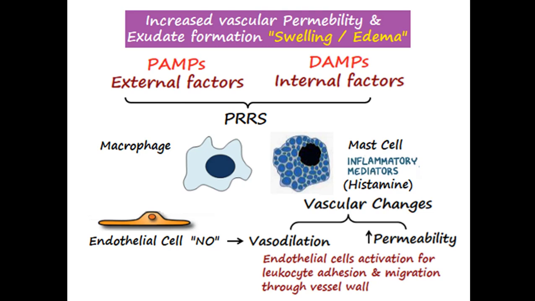Basically, in inflammation, two things we discuss: vascular changes and the cellular changes. So the two major vascular changes are the vasodilation and increased permeability, for the inflammatory cells to leave the blood and to go into the extravascular site where the invading agent or the dead tissue is lying.